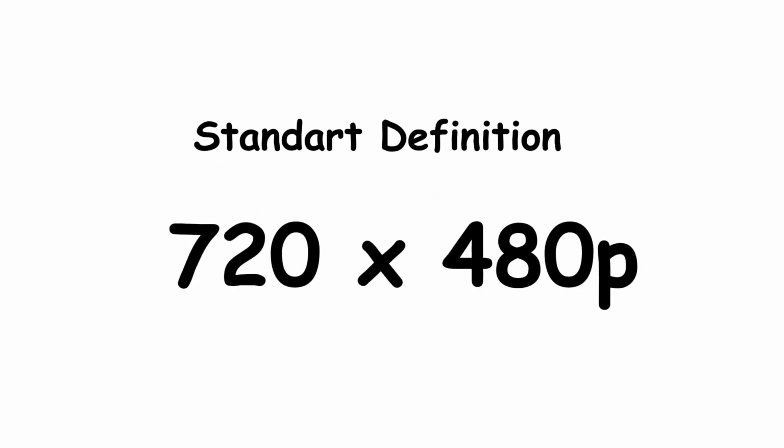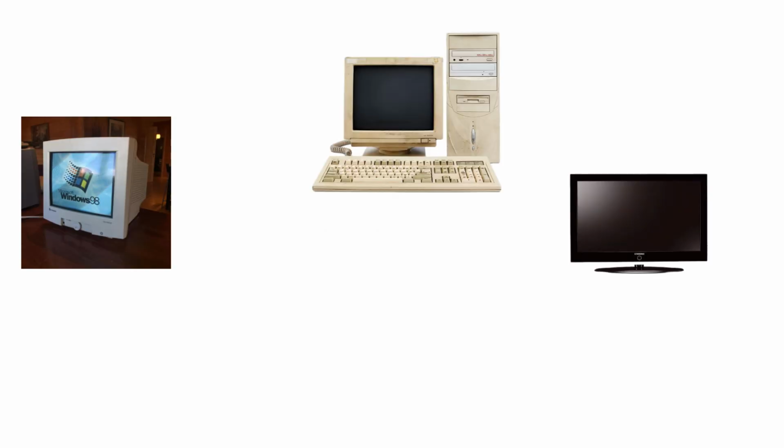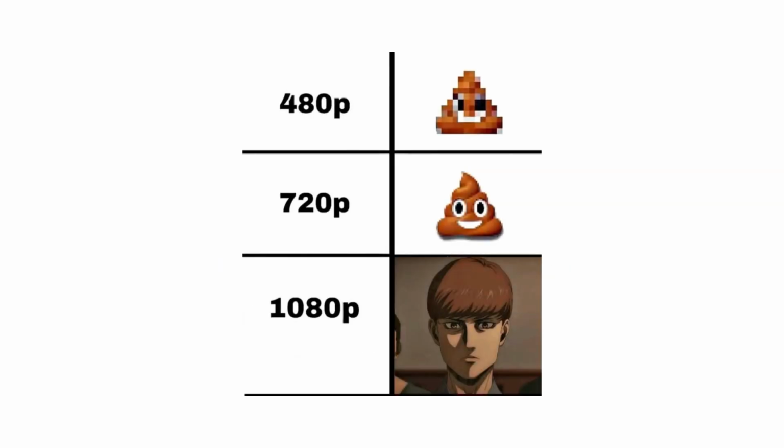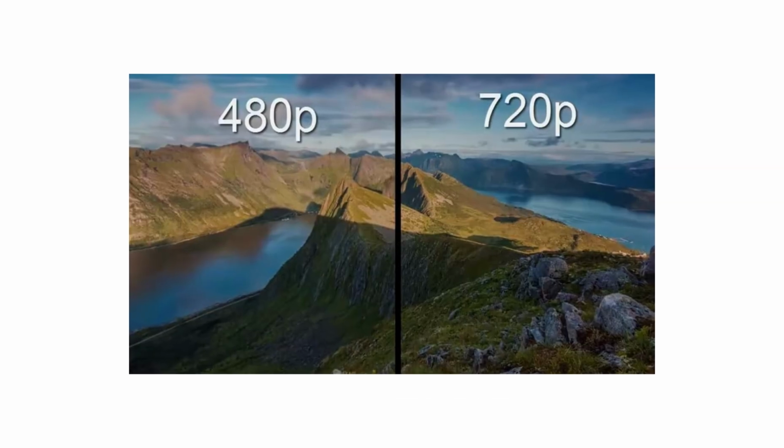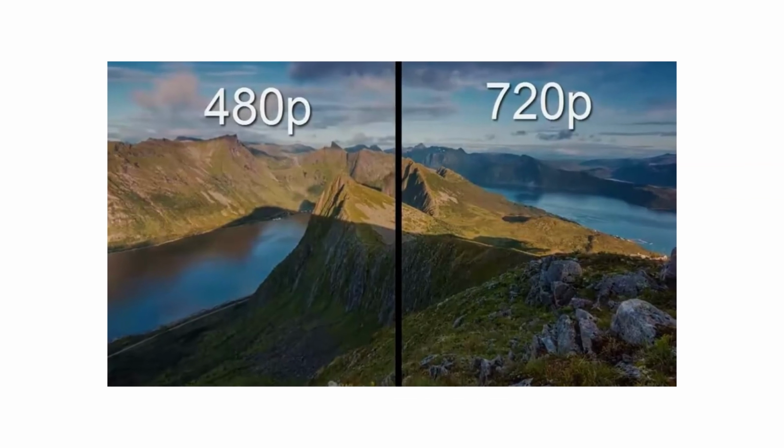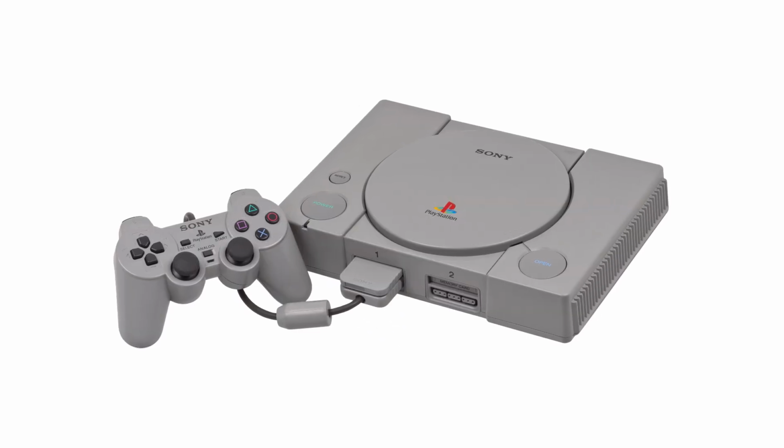480p. Next up is 480p, also called standard definition, 720 by 480 pixels. This was the resolution that dominated the mid-2000s. CRT monitors, budget laptops, early flat-screen TVs, all 480p. Compared to 240p, the jump is noticeable. Text becomes readable, objects have edges, the image starts to feel like something real. And that's exactly why 480p became the standard for DVD movies and PlayStation 2 games.